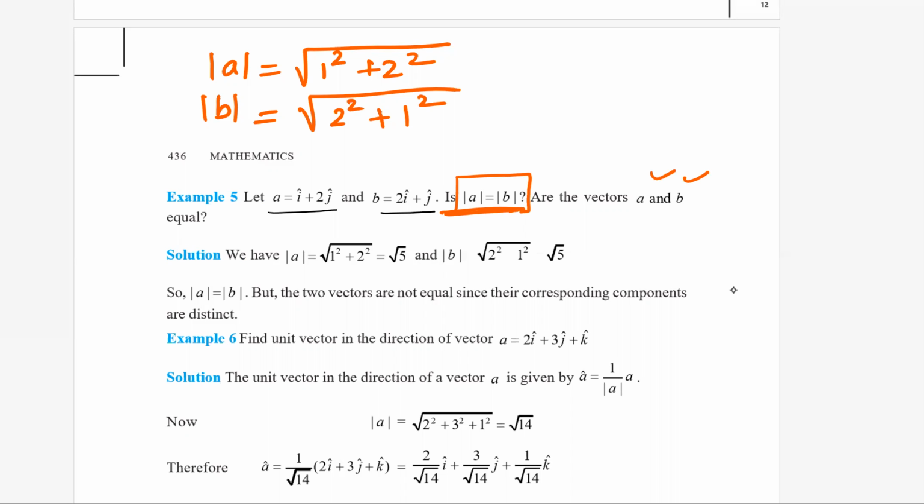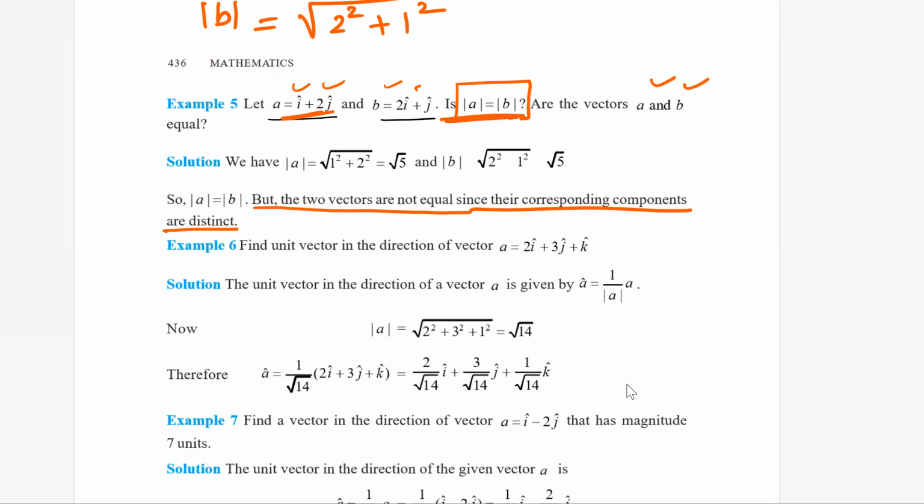Are vectors a and b equal? No, vectors a and b are not equal because their i component and j component are both different. So they are different vectors, since two vectors are equal only if their corresponding components are equal. Clear?